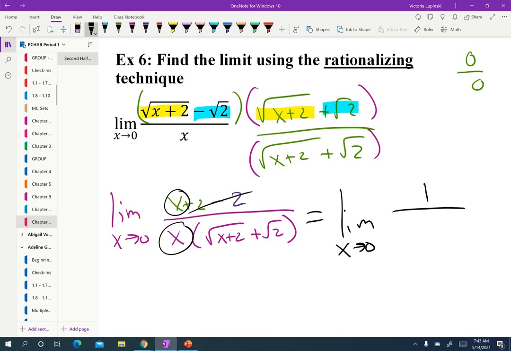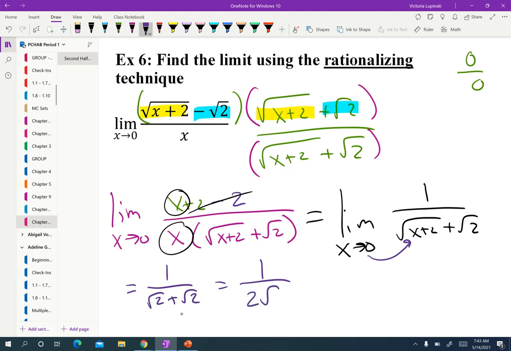Because everything canceled off the top, there's still technically a 1 there. So square root of x plus 2 plus the square root of 2. You're now allowed to hopefully plug in that 0. So if you do so, the limit statement goes away once you actually plug it in. You're going to get 1 over the square root of 2 plus the square root of 2. Hopefully you remember that square root of 2 plus the square root of 2 is 2 square root of 2.